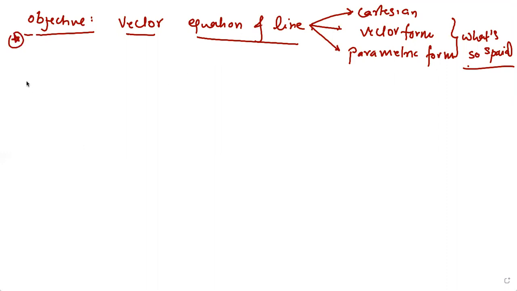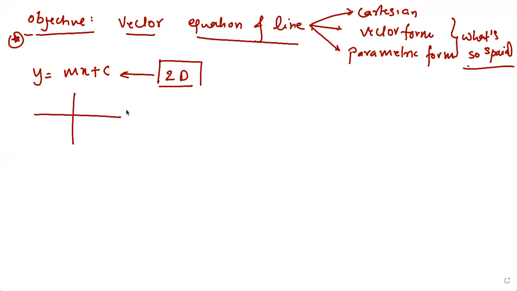So you might have already come across the first thing, which is y equals mx plus c. This is referred to as the Cartesian equation of a line in two-dimensional form. So when you have a line in the xy plane with a certain slope and a certain y-intercept, that's your slope, and this is the y-intercept. We call this the y equals mx plus c form.